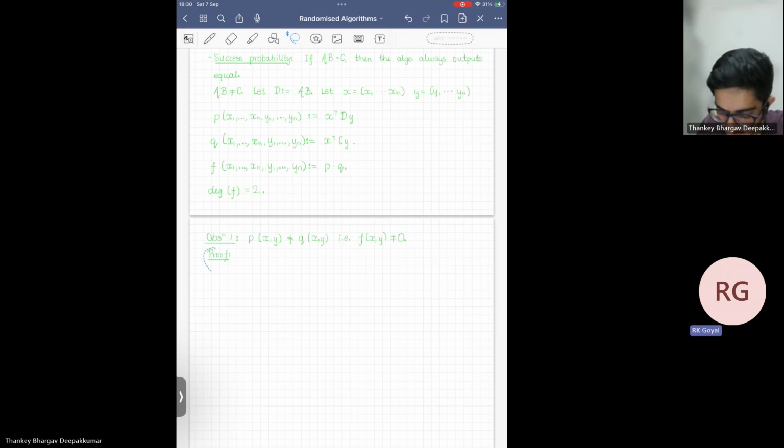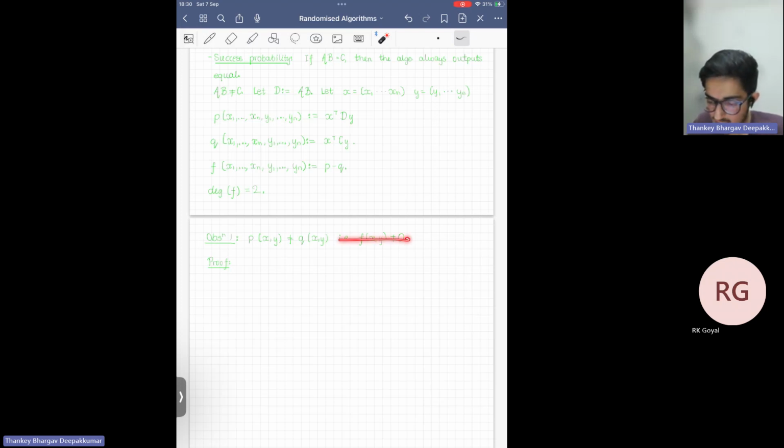If P(x, y) is not equal to Q(x, y), then how can this P minus Q be a zero quantity? Here this is the variable, this is the variable, everything is variable. I have not done any randomization yet. My claim is that P and Q are different polynomials. So my question is, why is this claim true?